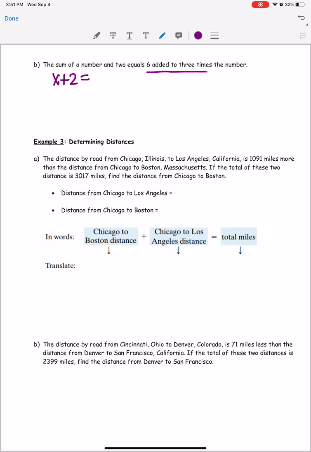6 added to 3 times a number. So 6 added to 3 times a number. Again, you can do 3x or 3 times x, but that needs to be more of like a 3x. Now, technically, since 6 is being added to this right here, technically, this should be x plus 2 equals 3x plus 6, but addition, the order doesn't matter, and subtraction it does.